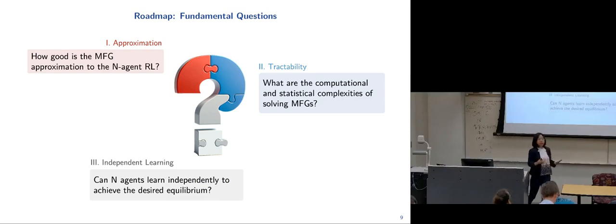So basically now we have shown that we are able to construct some mean field game approximation for any arbitrary n-agent reinforcement learning problem. Then immediately there are three questions we want to answer here. First of all, how well does this mean field game approximate the n-agent reinforcement learning problem? Secondly, how easy is it to solve this mean field game problem? What are the statistical and computational complexities of solving these mean field games? And lastly, and also more practically, can n agents directly solve this problem to achieve some desired equilibrium by learning independently? In the next 15 minutes or so, I'll try to give you some brief answers to each one of them.